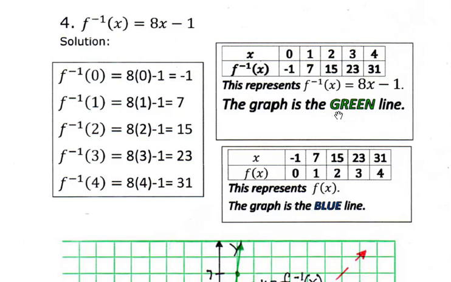Okay, so the graph is the green line. And of course, interchanging this row, x and f inverse of x, the x values here become the values of f inverse of x: negative 1, 7, 15, and so on. Then f of x are the values of x in the inverse function. So the graph of this original function is represented by the blue line.